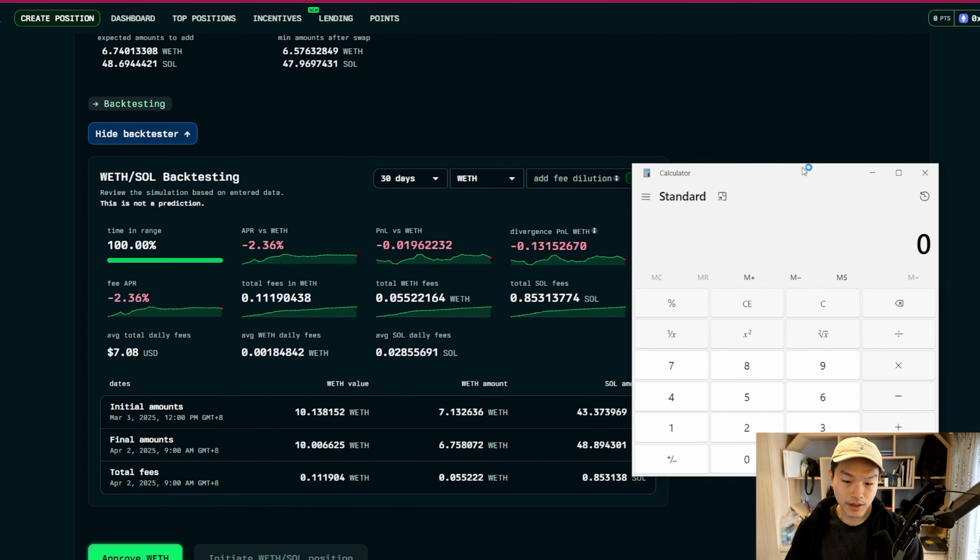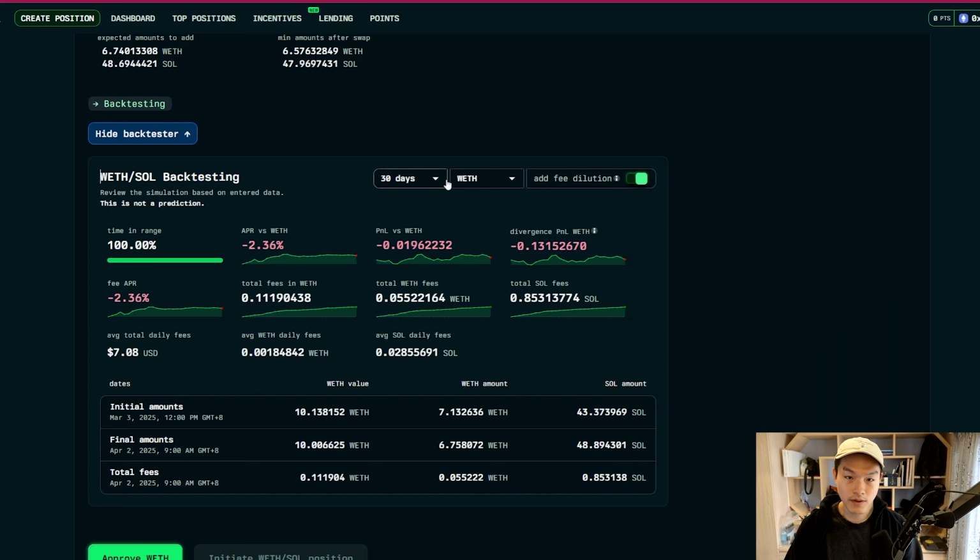So if I analyze that, 0.112 times 12 divided by 10, that's only like 13.44%. I mean, it's beating staking, right? But this is fairly accurate based on the last 30 days volume.